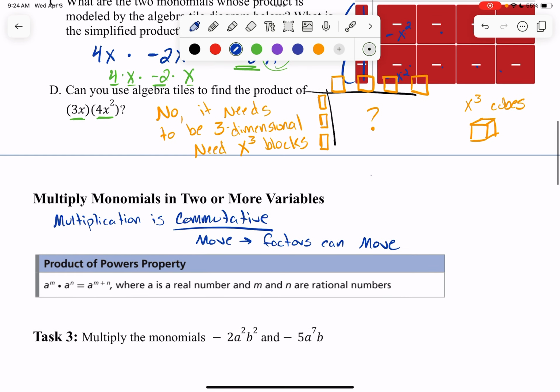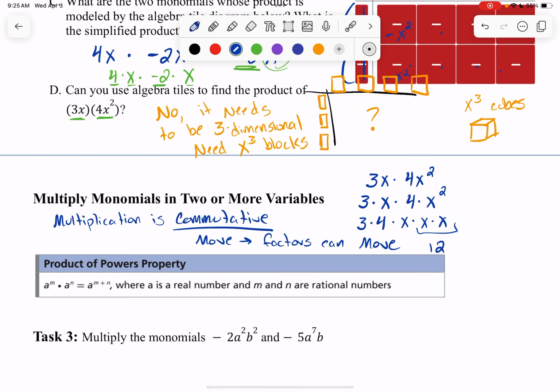So like this previous problem, when I had 3x times 4x to the second, this is just 3 times x times 4 times x to the second. I can move them around, meaning this is all a multiplication problem. There's no adding, there's no subtracting, just multiplication. I can multiply the 3 times the 4 times the x times 2 more x's, because there's my x squared. And now I can multiply the 3 and 4. That gives me a 12.